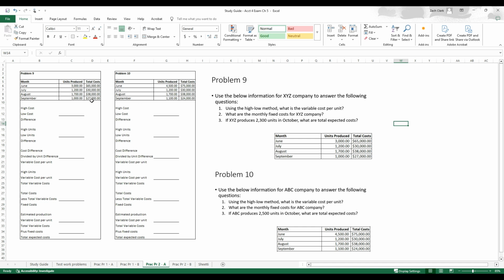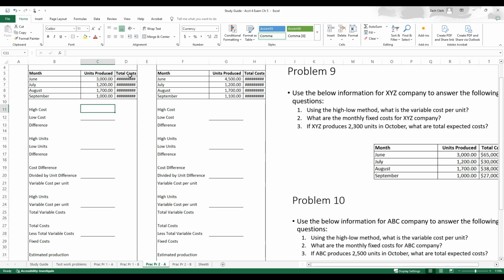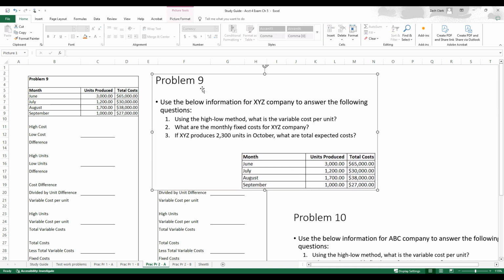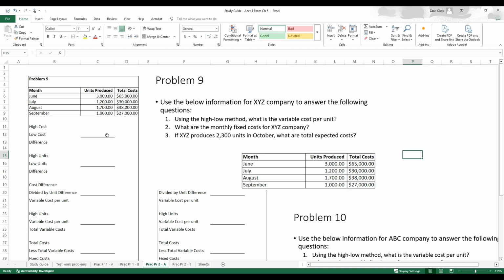Okay, so to do the high-low cost analysis, the first thing we want to do is take the difference. So we look at our data set, and we can see here, let me zoom in a little bit. So for problem 9, and we'll do problem 10 next, but I'm just going to pull this over for now.